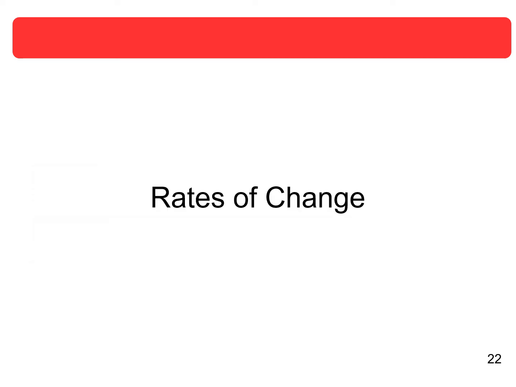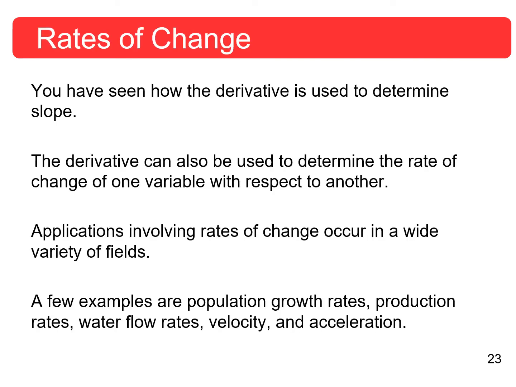Then we'll discuss rates of change. In our discussion, you have seen how the derivative is used to determine slope. The derivative can also be used to determine the rate of change of one variable with respect to another. Applications involving rates of change occur in a wide variety of fields. A few examples are population growth rates, production rates, water flow rates, velocity, and acceleration.